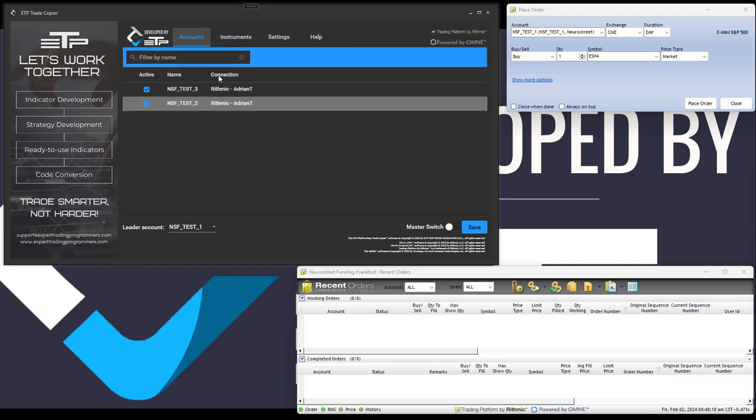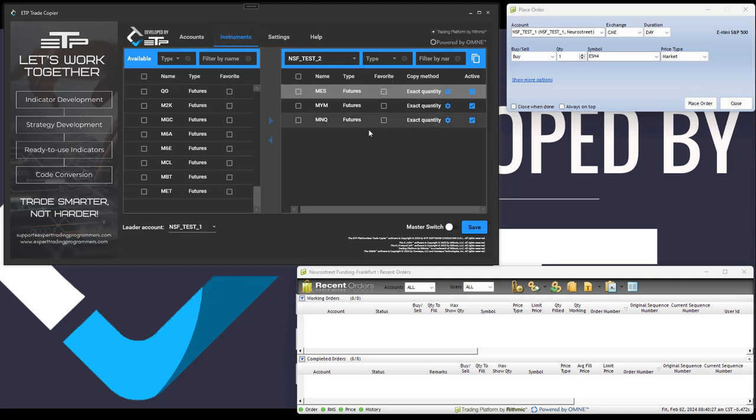So I've just set this up, so I've got NSF test 1 as the leader account, I've got test 2 and 3 as the follower accounts inside of instruments. All I did was grab the instruments for the third account, and I moved them over here.